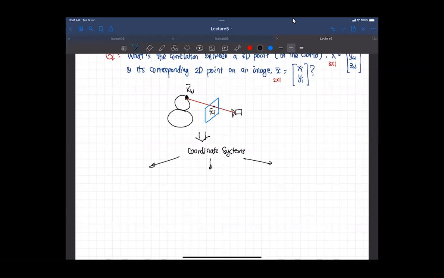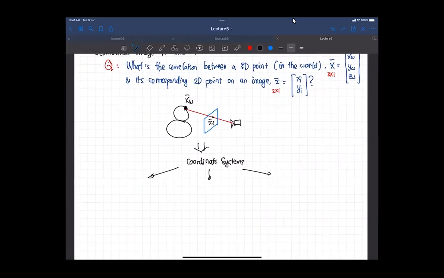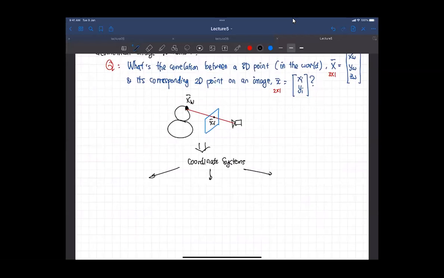What are the three? Everything is Cartesian. Everything will be in Euclidean space. Coordinate system, obviously, in the problem statement we already have two, right? In the problem statement, there are already two. What are the coordinate systems?